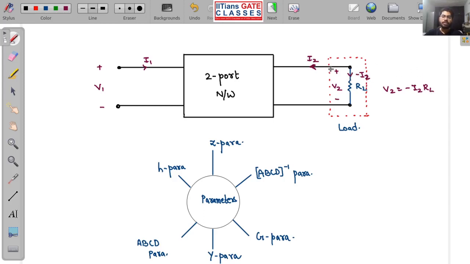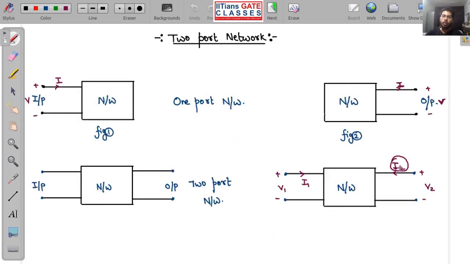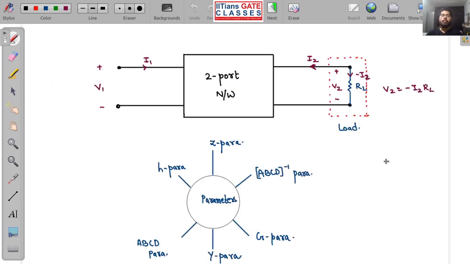So always remember this whenever we want to calculate the output terminal load voltage. At that time, please take care of the current. The convention in a two-port network is that the output current always goes inside the network, but while calculating the output load voltage, we need to reverse it, because at that time you have to follow Ohm's law. So according to Ohm's law, V2 is equal to minus I2 RL.